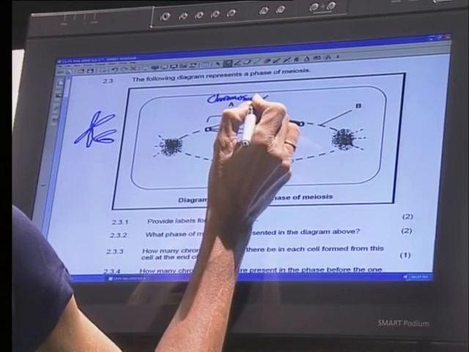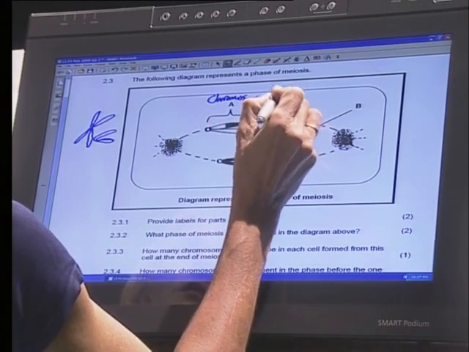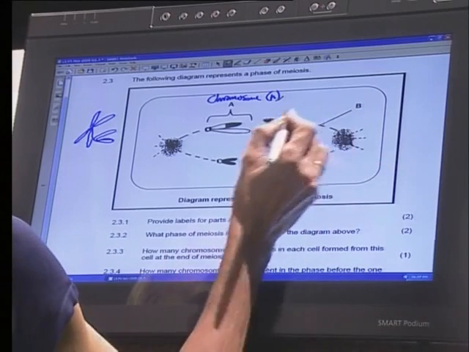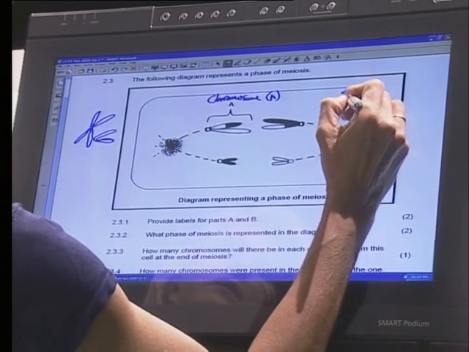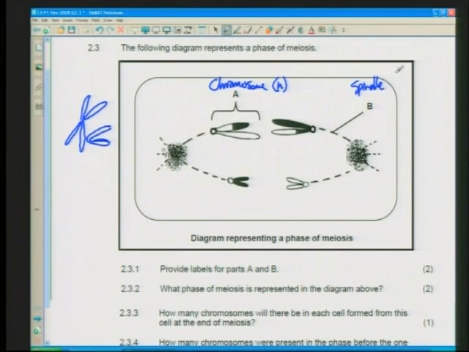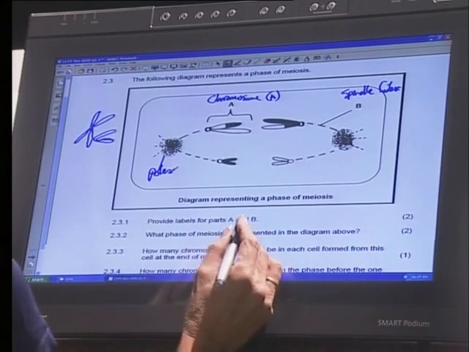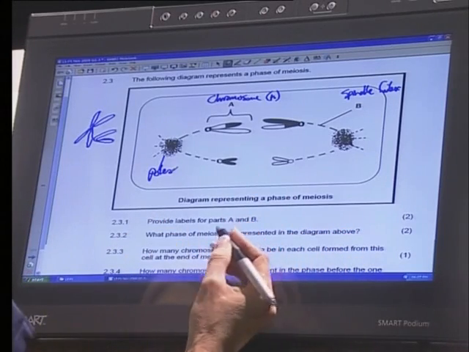But your chromosome is going to be haploid. And here, B is your spindle fiber. These are your spindle fibers, poles. This is where the equator was, down the middle. It's not difficult. Look at that. Simple, simple. So it says provide labels for A and B. Well, we've already done that.